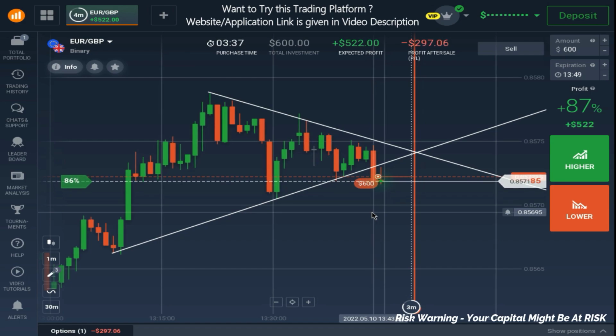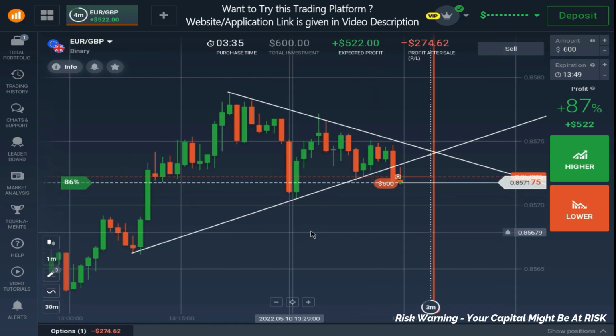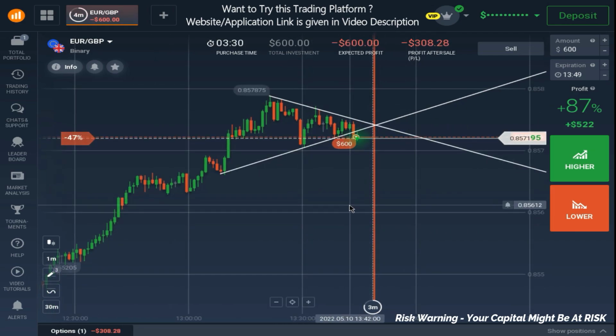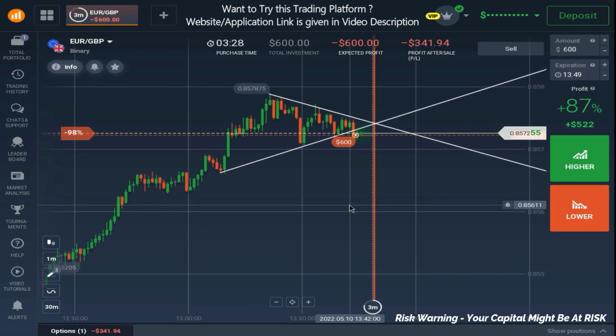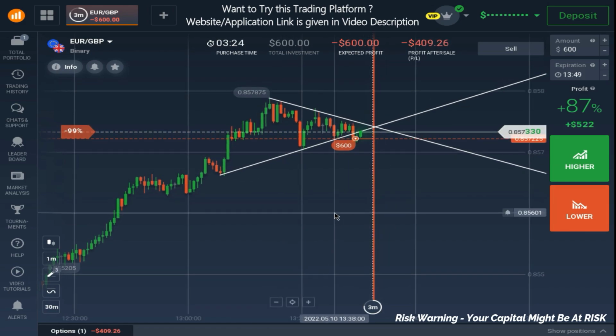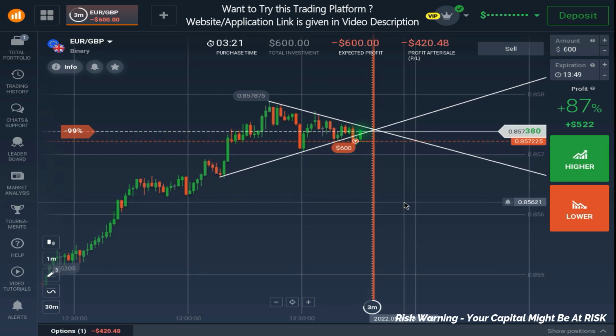Let's see if we are going to win this trade or not, but for me the setup is similar, and the chances of winning this trade are higher, but let's see, we can't decide the future. So let's wait for the result, and after the result I will explain both the trades in detail. So let's wait.